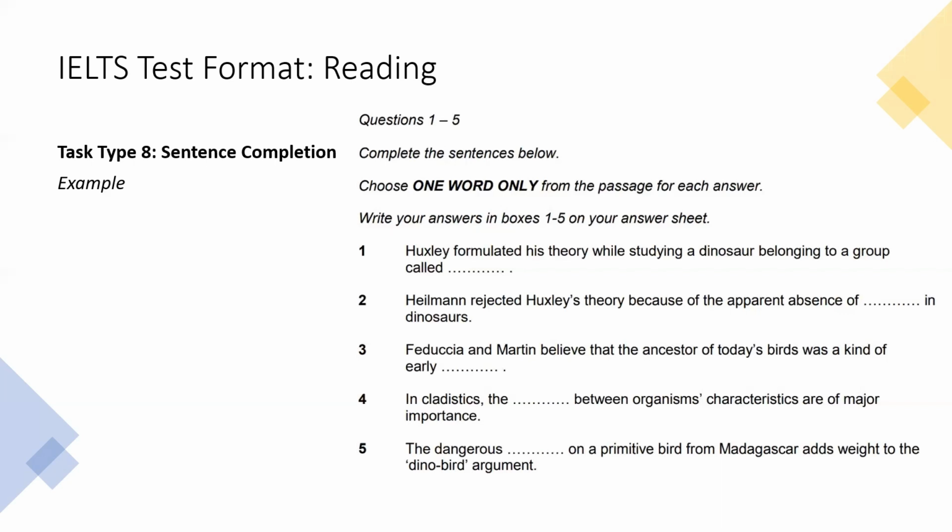Huxley formulated his theory while studying a dinosaur belonging to a group called. Now, the name of this group, whatever it is, will come from the text. In other words, in sentence completion questions, we cannot use our own words. We cannot replace the words with synonyms. We have to use the words that are given in the text. This is one more type of question that we get in reading.